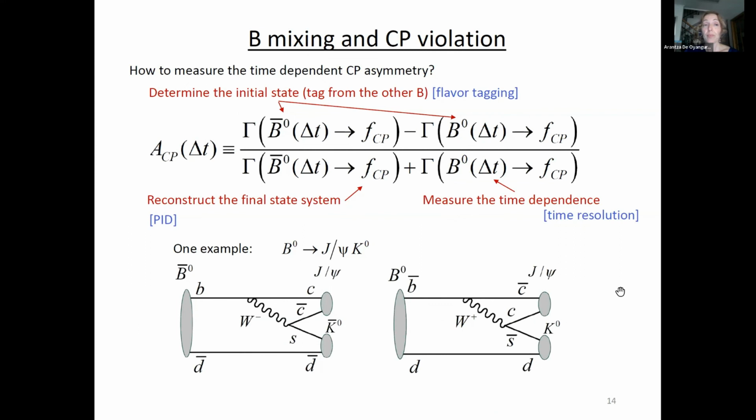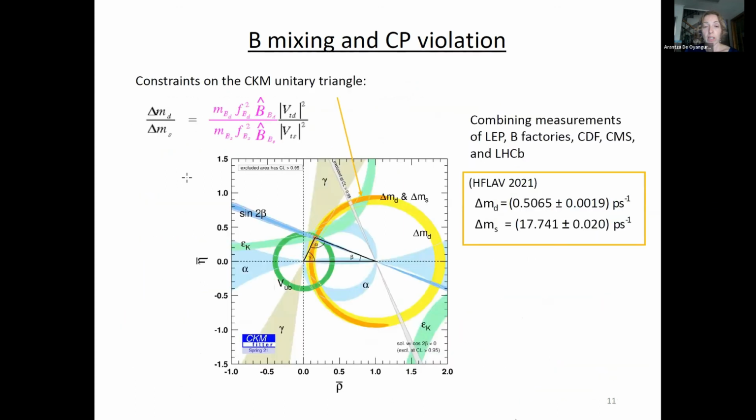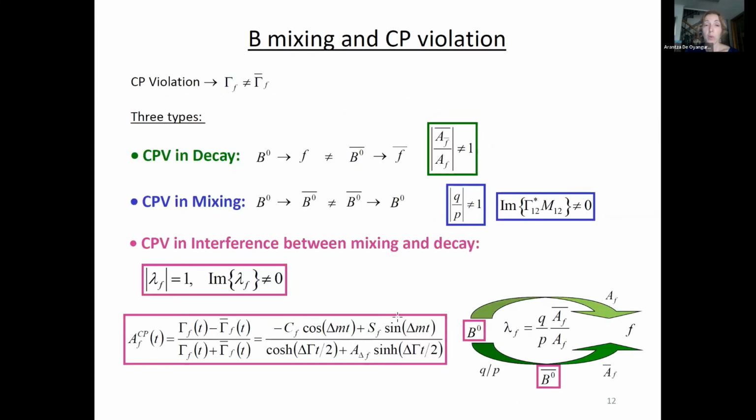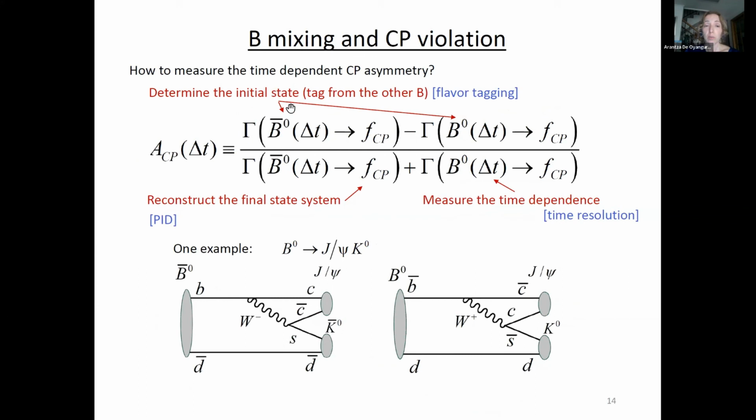For the time-dependent CP asymmetry that I am showing here, what we are doing is to check, for one state, the anti-B0 going to a final state, a CP final state, and the B0 going to the same one. For instance, one of the golden modes for this kind of measurement of the CP asymmetry is the B0 meson decaying to a J/psi and a K short. Okay, so then you have this kind of decays. What do we have to do?